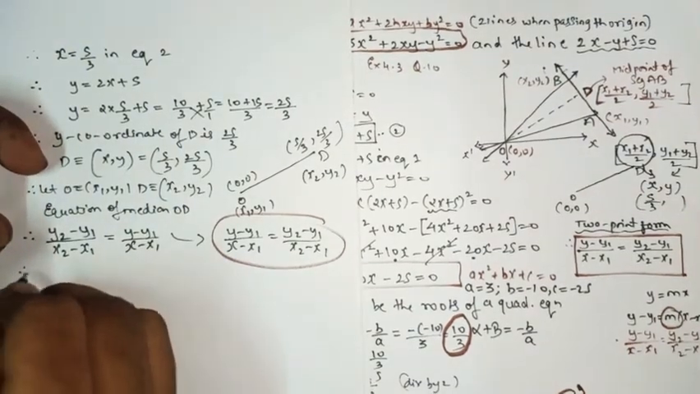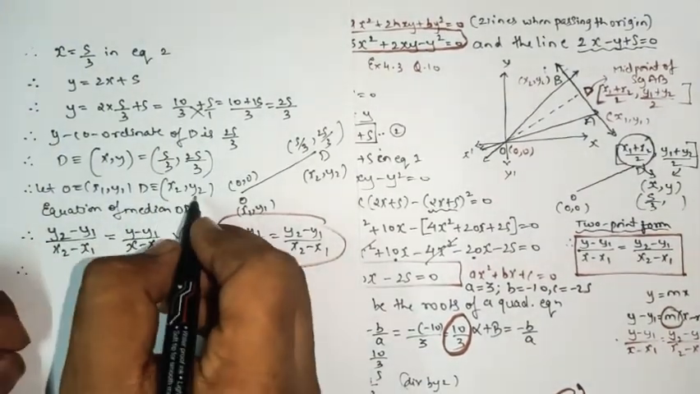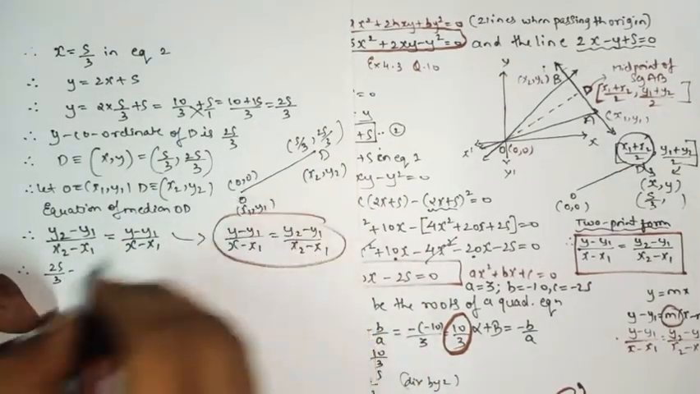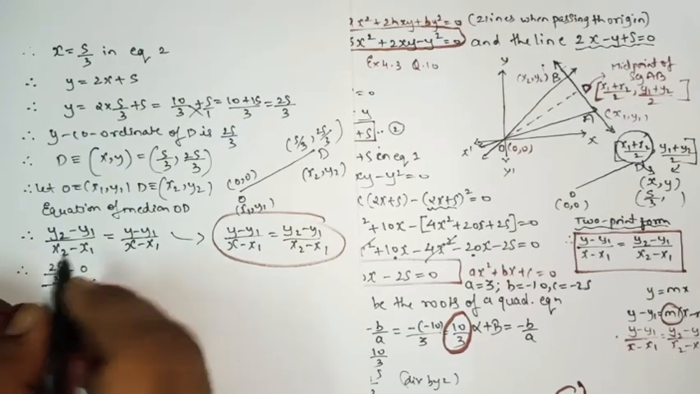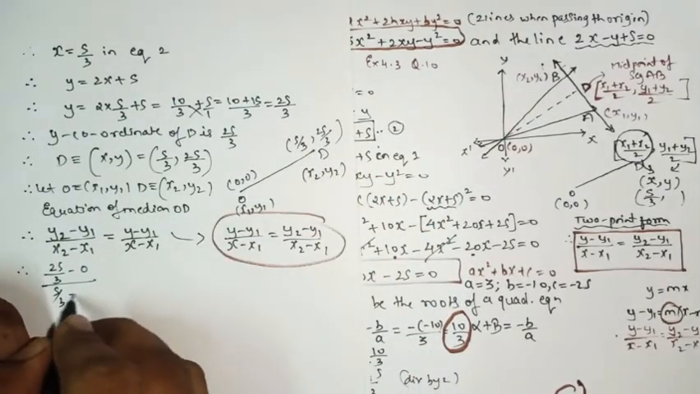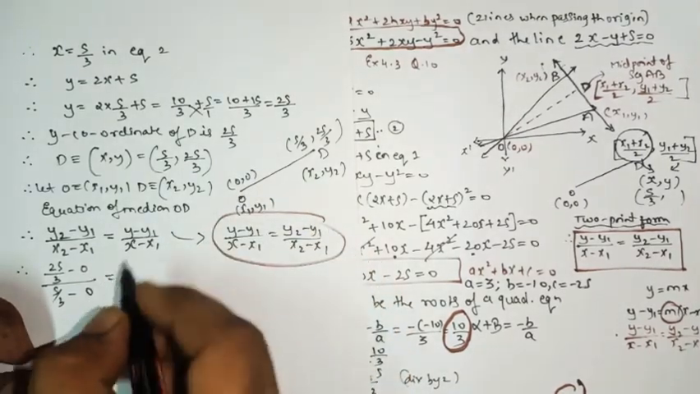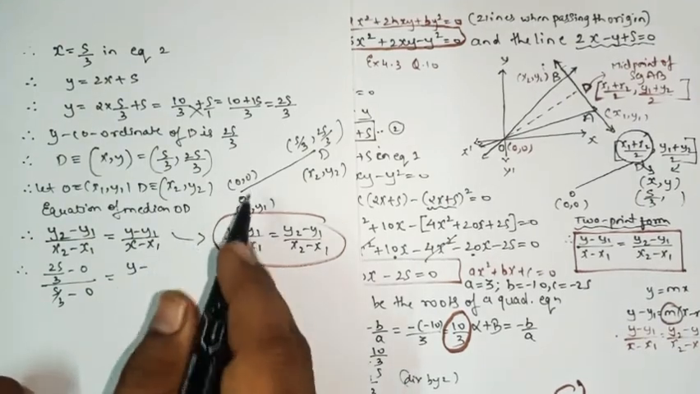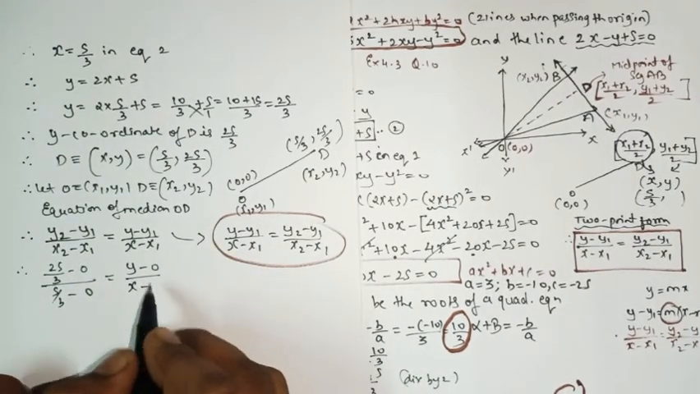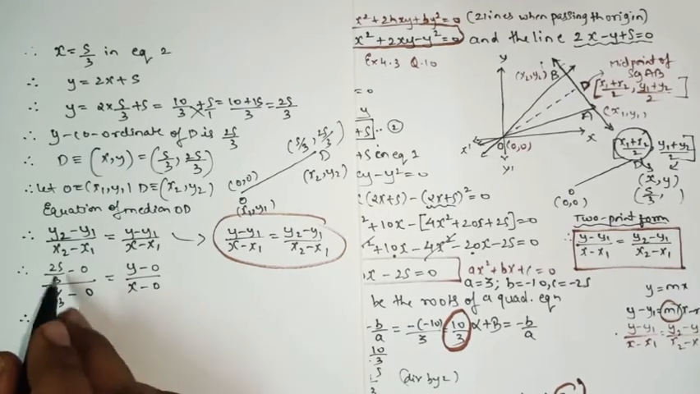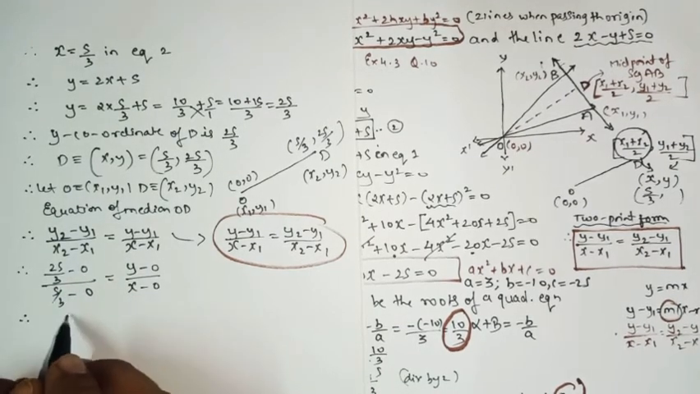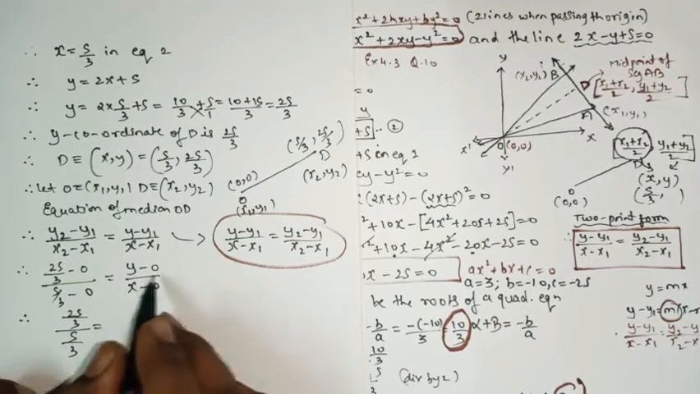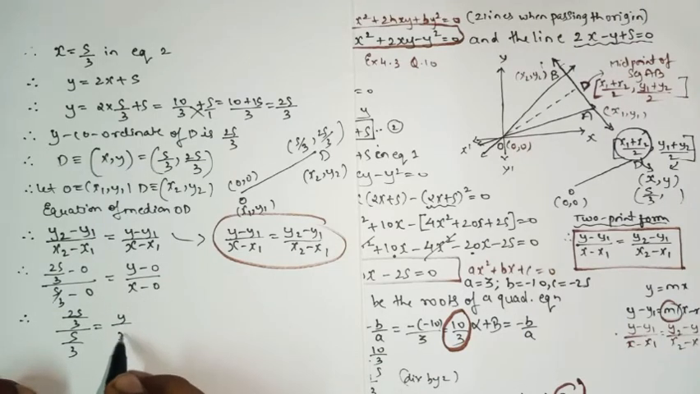Okay, so here what is y2? 25 upon 3. What is y1? 0. x2, 5 by 3. x1, 0. We'll keep the y as it is. y1 is what, 0, x1 is what, 0. So therefore 25 by 3 minus 0 is what, 25 by 3. 5 by 3 minus 0 is 5 by 3. y minus 0 is y, x minus 0 is x.